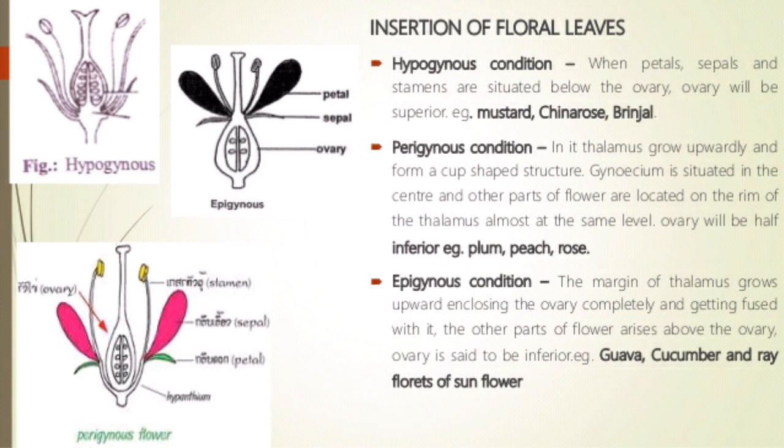And the third type of flower is epigynous flower, and that condition is epigynous condition. The margin of the thalamus grows upward, enclosing the ovary completely and getting fused with it. The other parts of the flower arise above the ovary. The ovary is said to be inferior, as in the case of guava, cucumber and ray florets of sunflower.